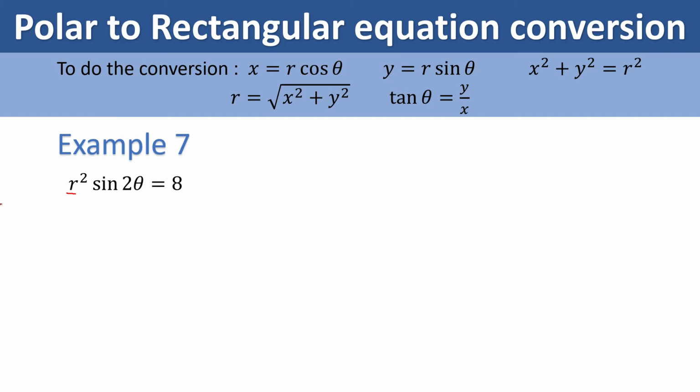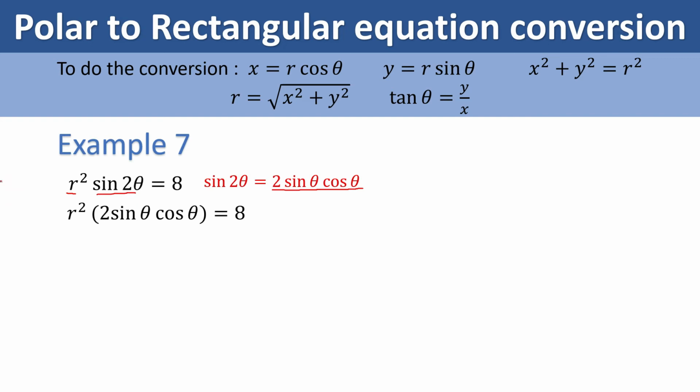Before we do this exercise, I need to remind you of one trigonometric identity, and this is very important: the sine of 2 theta is equal to 2 sine theta cosine theta. I'm going to use this in the next example. I'm going to change sine of 2 theta to 2 sine theta cosine theta.